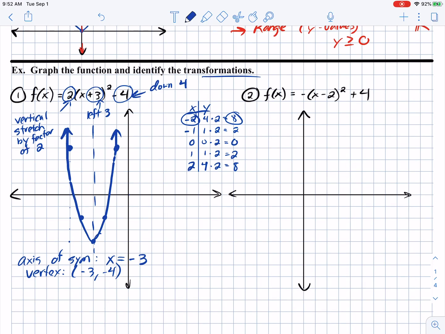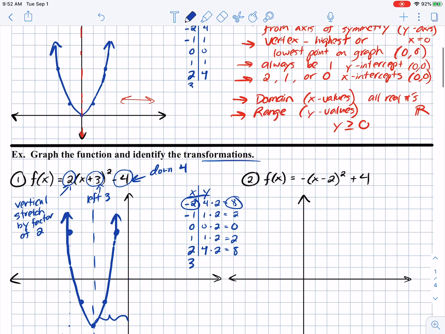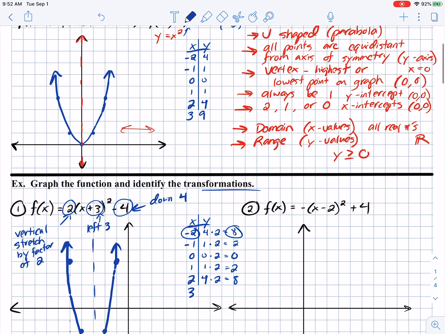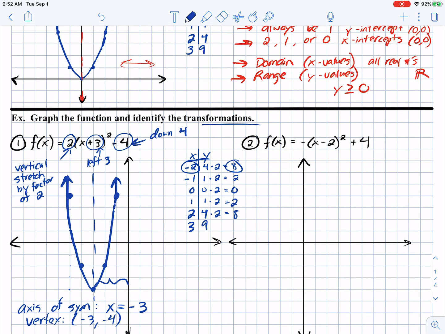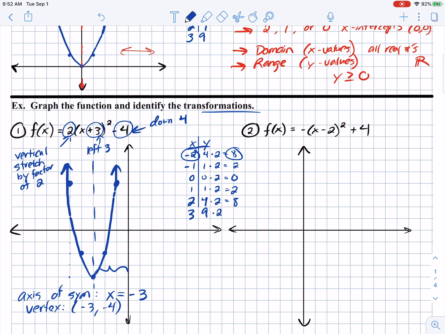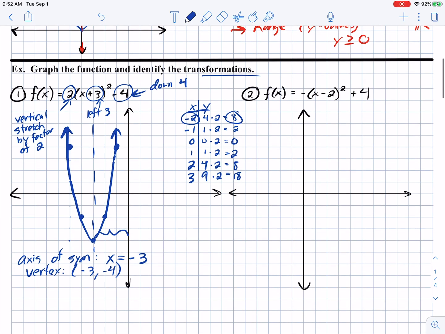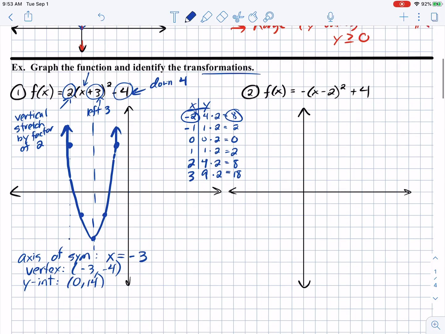Our y-intercept, if we wanted to find it, you could just plot one more point, because that would be 3 to the right of your vertex. If we plugged 3 into our parent function, 3 squared is 9. We would be multiplying that by 2 to get 18. So we would be going to the right 3 and up 18. Our y-intercept would actually be all the way up at 14. Remember, because we were shifted down 4 units. Another way you could quickly get the y-intercept is just plug in 0 to your original equation.